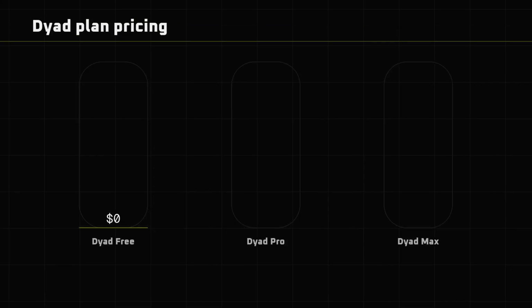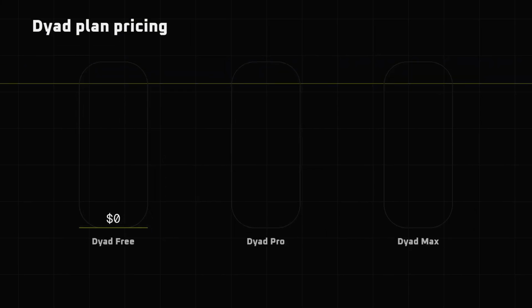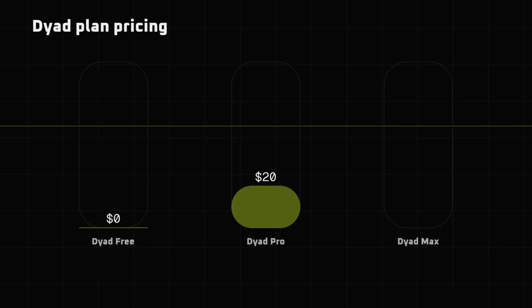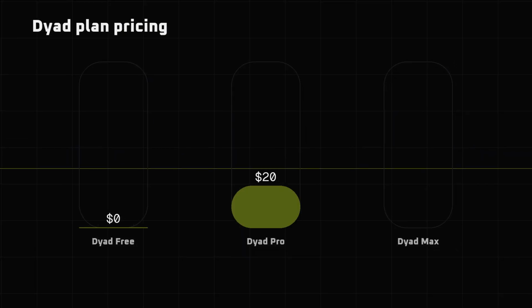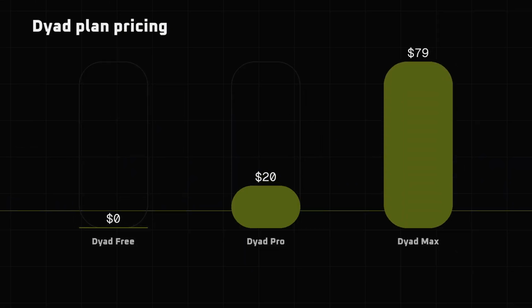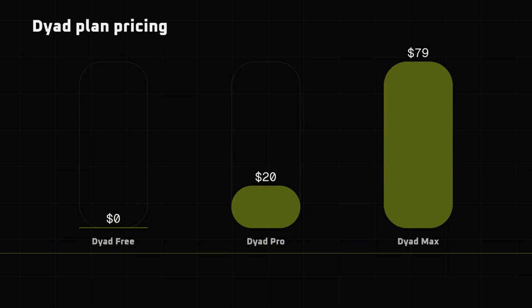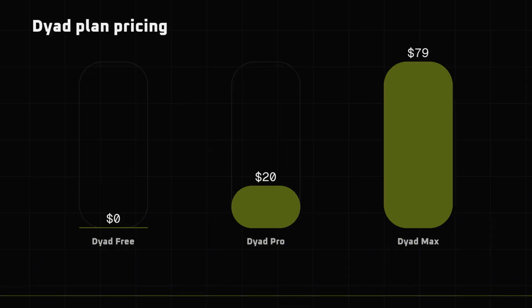Above that sits Dyad Pro at $20 a month, with Pro modes for large codebases and 200 AI credits, and Dyad Max at $79 a month for 900 credits.